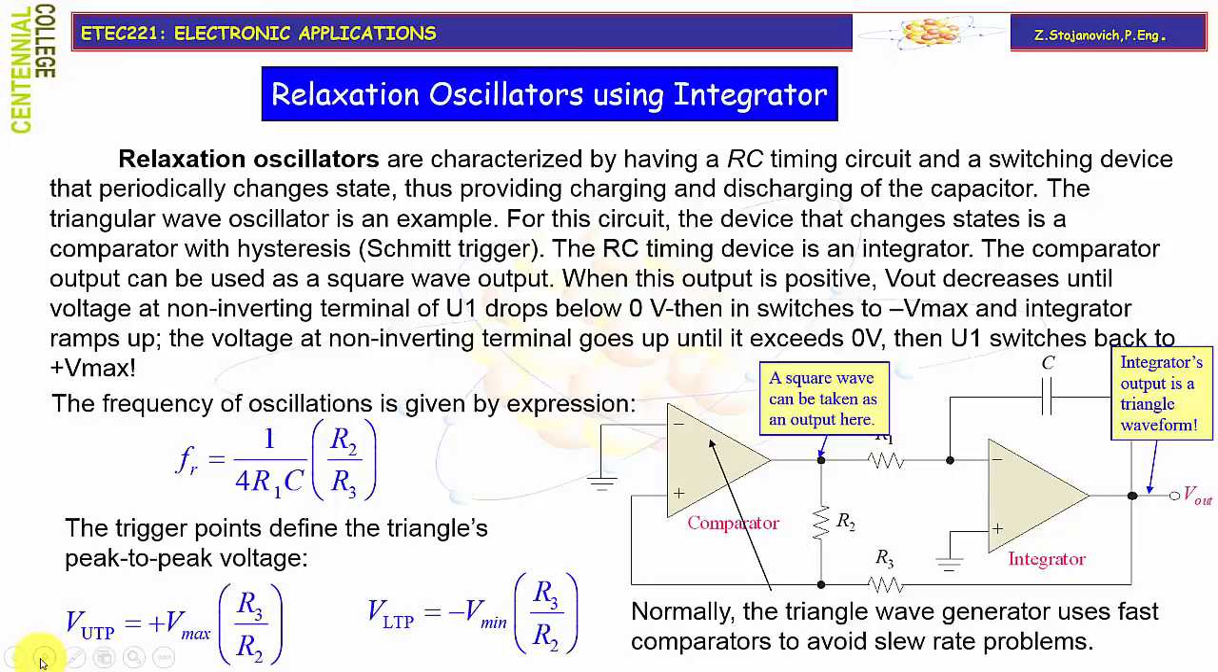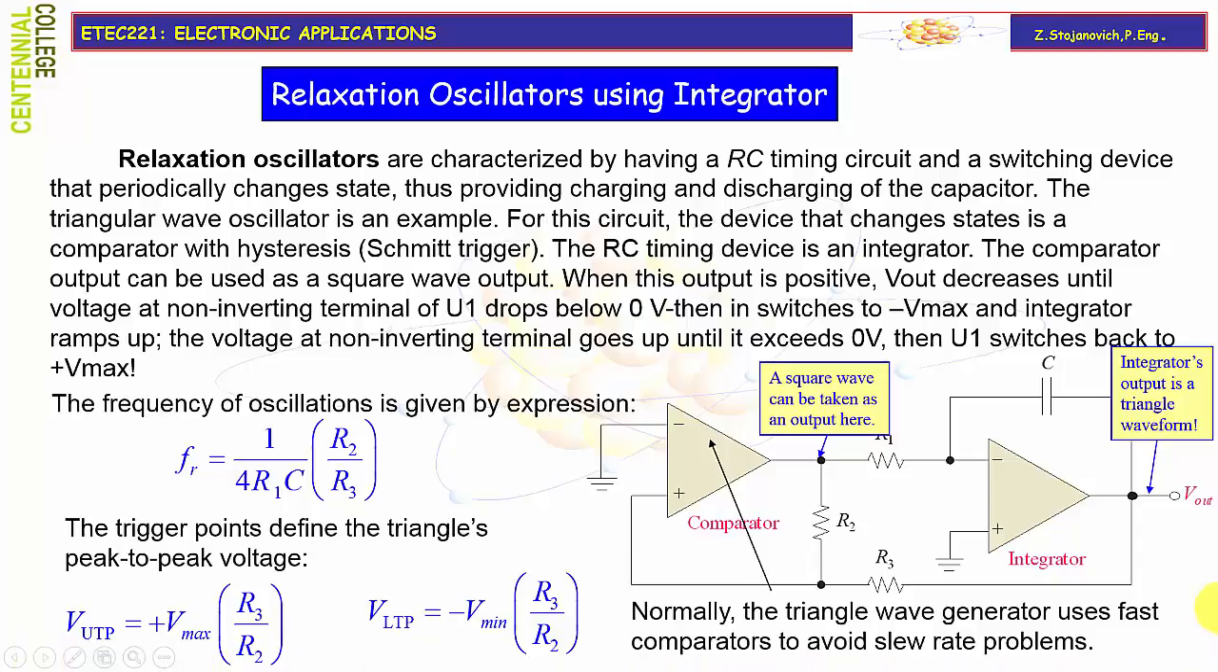Relaxation oscillators using integrator. Relaxation oscillators are characterized by having an RC timing circuit and a switching device that periodically changes state, thus providing charging and discharging of the capacitor. The triangular wave oscillator is an example. For this circuit, the device that changes state is a comparator with hysteresis, Schmitt trigger. The RC timing device is an integrator. The comparator output can be used as a square wave output.